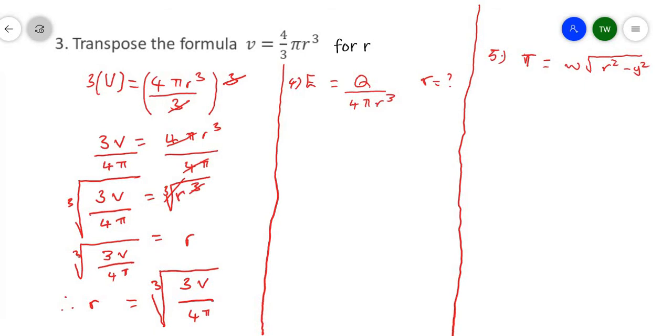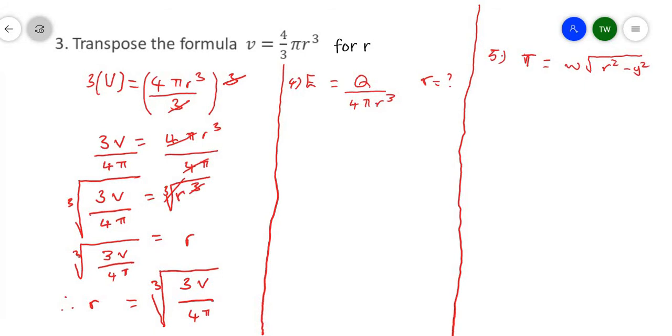Now to example 4. We have E, right, is equal to Q over 4 pi R cube. And you are asked to make R the subject, meaning that you want R to equal something. There are several ways to approach this, but one way is that you know the subject cannot be in the denominator, right? So you want the subject to be in the numerator.